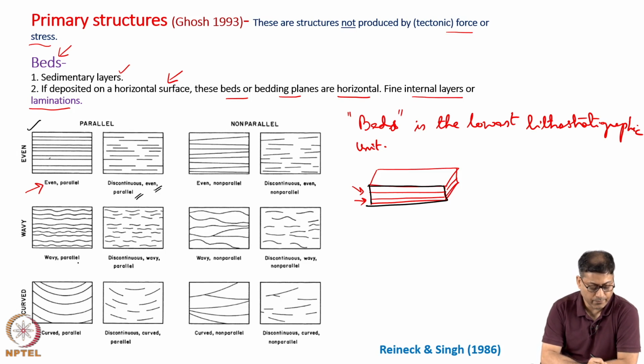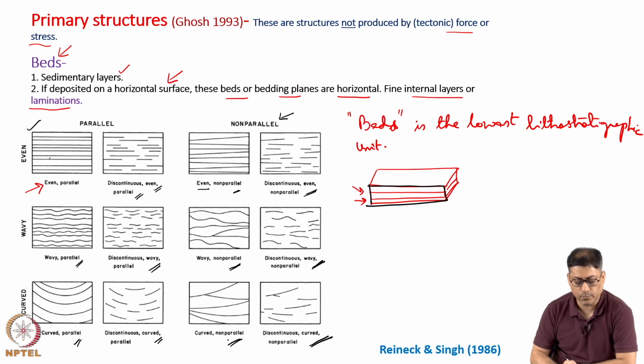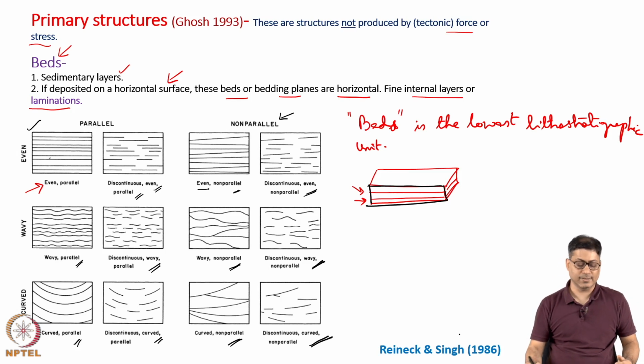The bedding plane can be wavy yet parallel, they can be curved yet parallel, they can be discontinuous curved and parallel, they can be discontinuous wavy and parallel. Now, in the non-parallel category, they can be even and non-parallel, discontinuous even and non-parallel, wavy and non-parallel, discontinuous wavy non-parallel, discontinuous curved and non-parallel, or curved and non-parallel. Nature has so many variations.